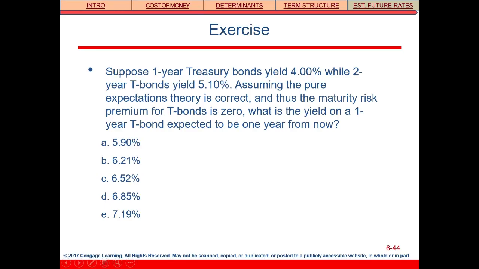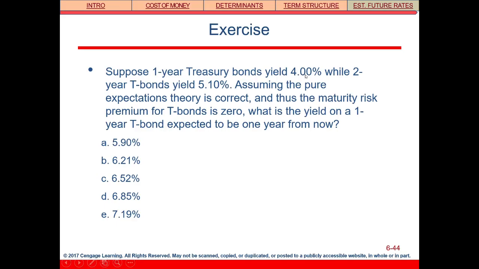So this one says, suppose a 1-year treasury bond yields 4% while a 2-year treasury bond yields 5.1%. Assuming the pure expectations theory is correct, and thus the maturity risk premium for a treasury bond is 0, what's the yield on the 1-year treasury bond expected to be 1 year from now? If we draw a timeline, you can draw it yourself. This is exactly the same as the question that we discussed in the slides, except the numbers are different.